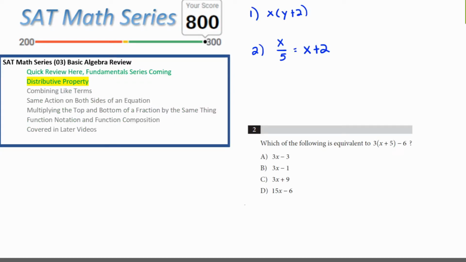First, a quick review of the distributive property. Notably that multiplication distributes over addition. For instance, in this first expression here, x times the quantity y plus 2. To simplify this expression, you must multiply x by y, and then add that to multiplying x by 2. Therefore, this is equal to the following.